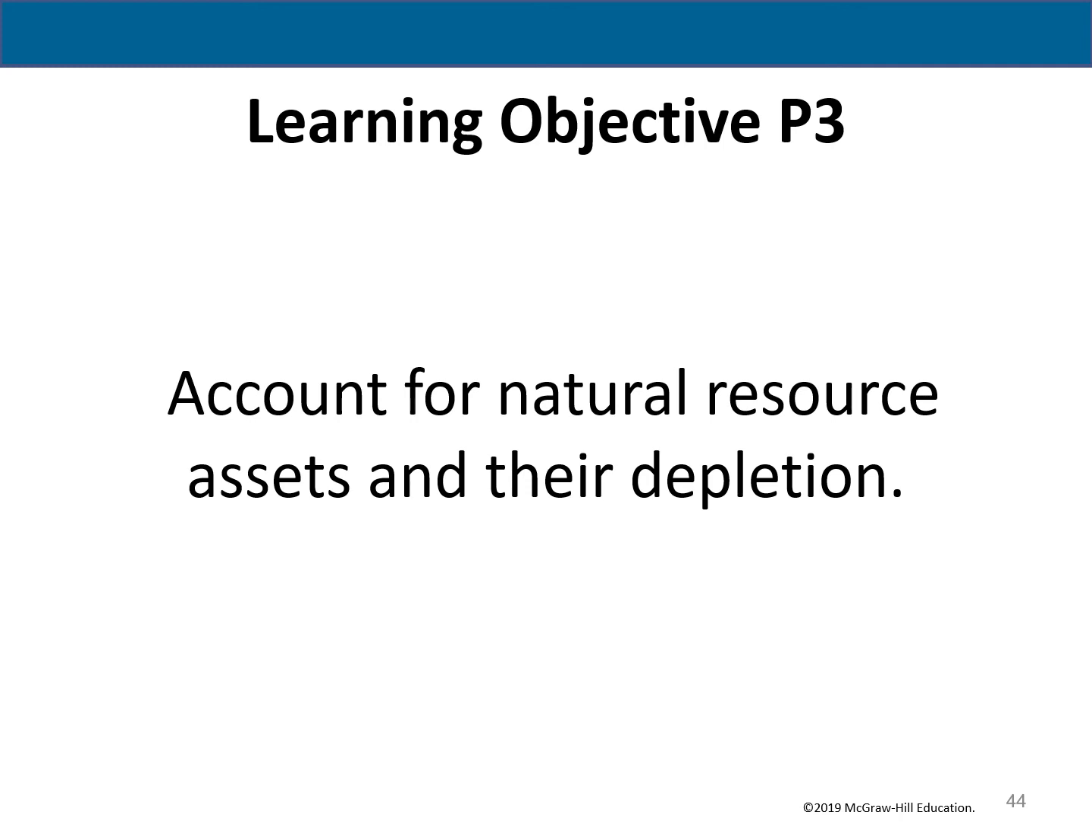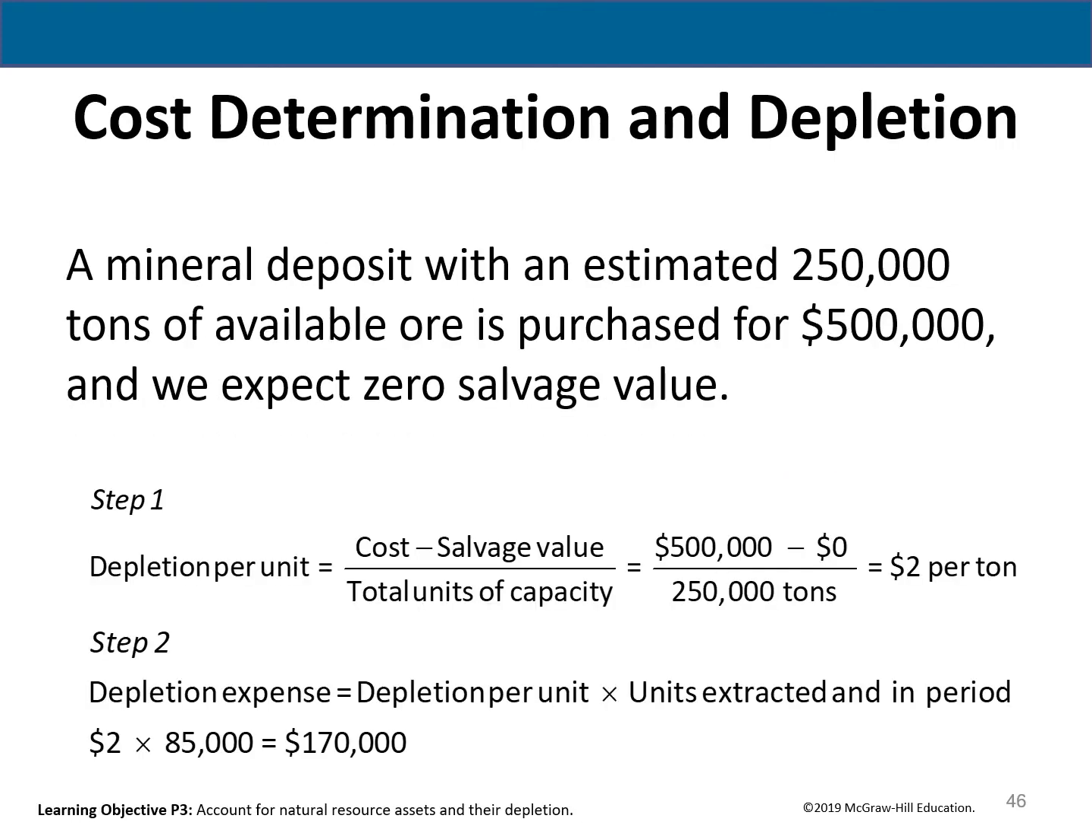I don't spend a lot of time on the next item because it's for unique industries, but I'm going to run through it a little bit. It's natural resources. And it's usually done on a units of production method. Take a look. A mineral deposit with an estimated 250,000 tons of ore is purchased for $500,000 and is expected to be mined and have no value at the end.